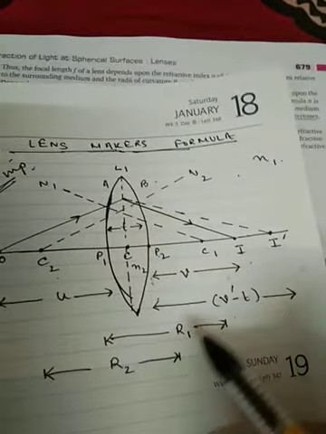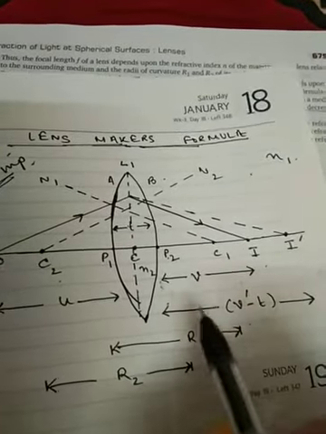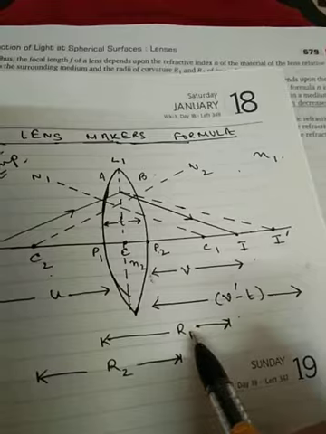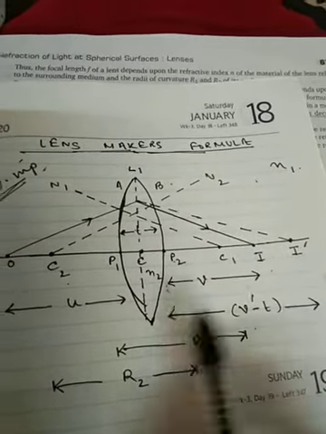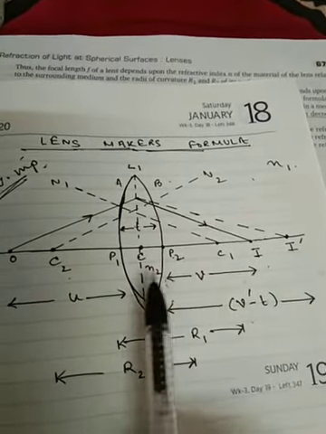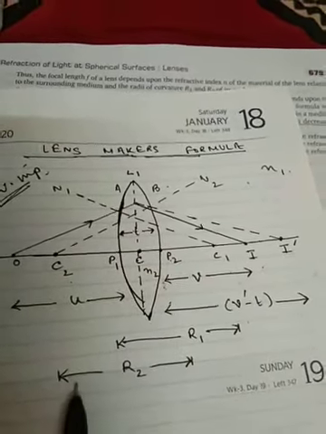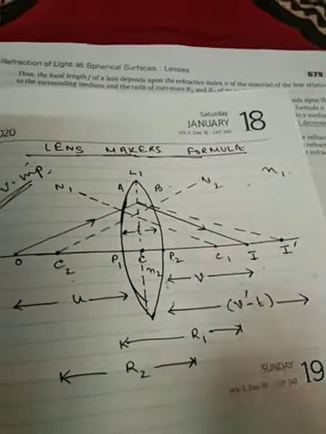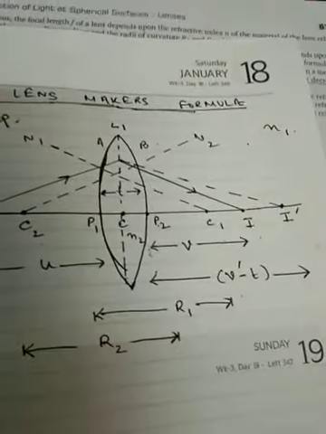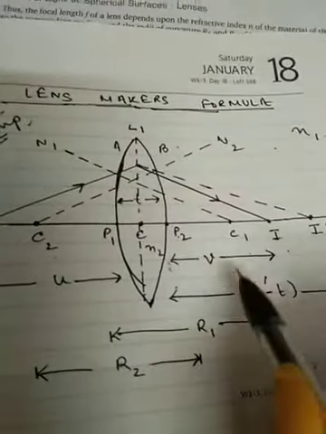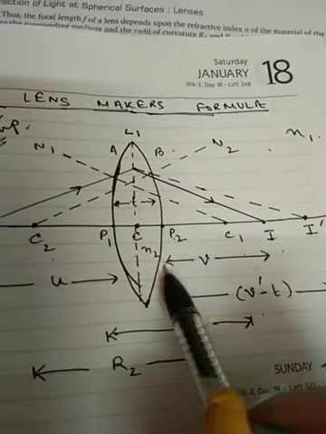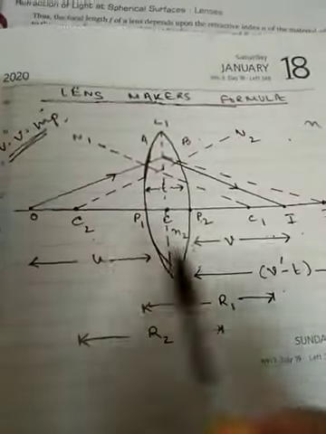Let me consider R1. What is R1? R1 is the radius of curvature. What is the length of R1, children? R1 is P1C1, and P2C2 is R2. So R1 and R2 are the radii of curvature of the lens. Let me consider the image distance as V, and the object distance as U.